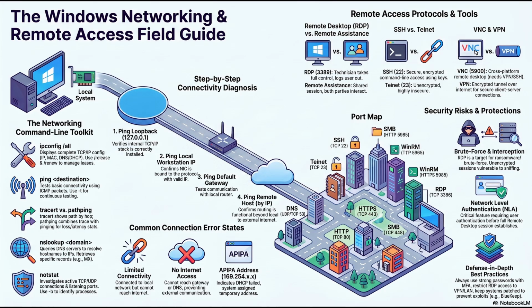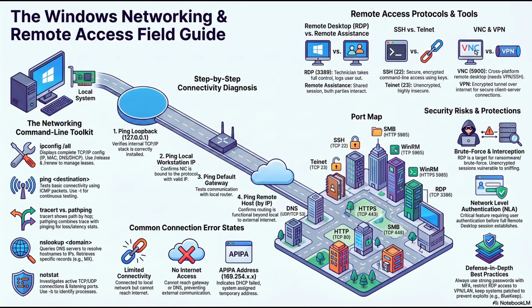Okay, let's step back and look at the architectural map we've traversed so far. It's been a journey. We verified our local network interface with ipconfig. We tested the kernel stack and physical gateway with ping. We mapped the geographic routing latency with tracert and pathping. We bypassed the local cache and verified the directory services with nslookup.